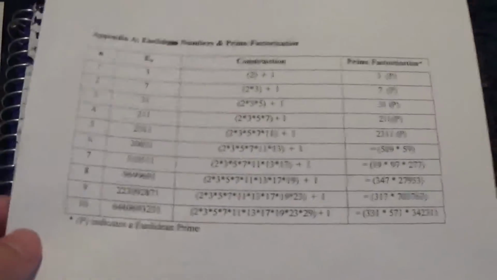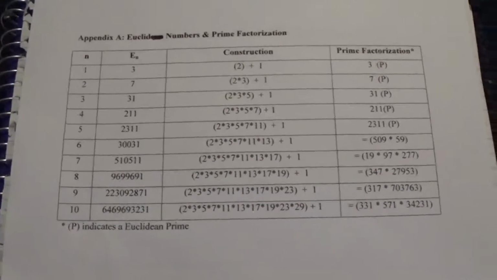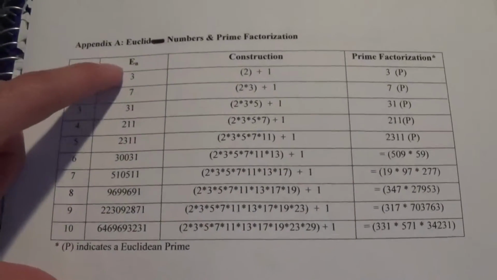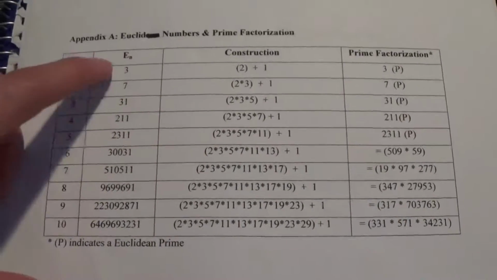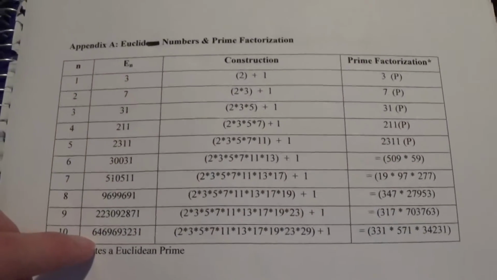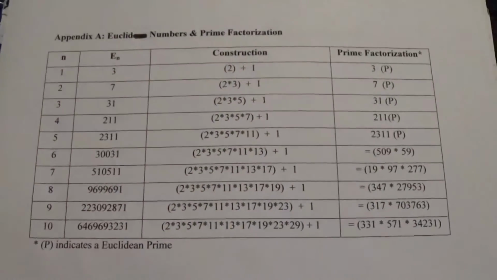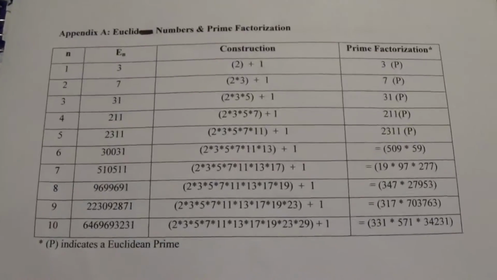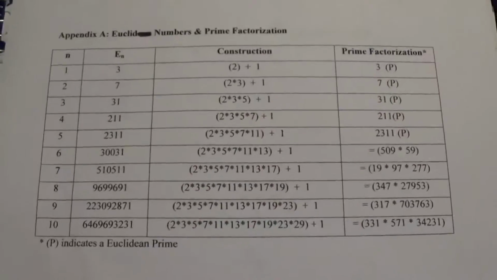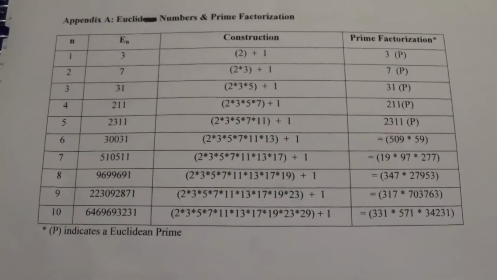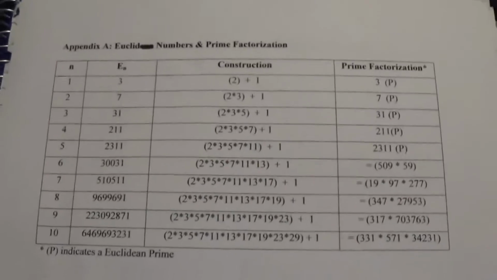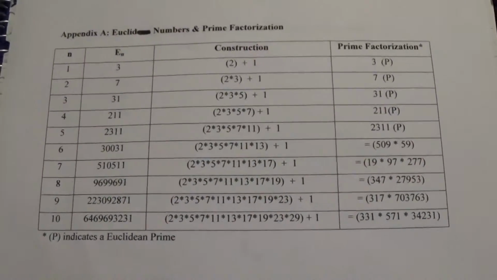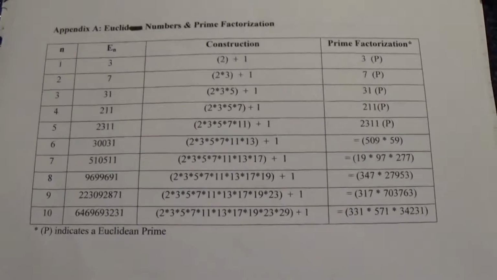So what we have here are the first 10 Euclid numbers. Here we have n, which serves as the index, e sub n, which is just the nth Euclid number in this column. We can see its construction, which is simply 1 plus a product of prime numbers, specifically the first n prime numbers. And then in the final column, we have the prime factorization for each of these Euclid numbers. And obviously, if I have a p there, that indicates a Euclidean prime.